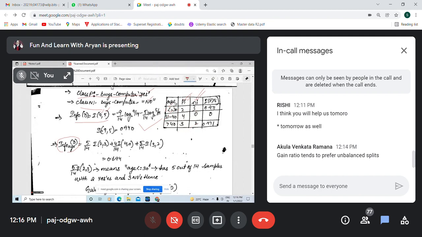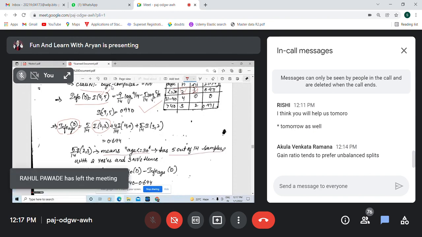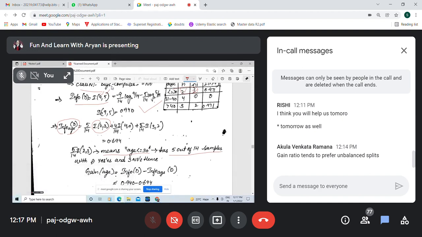For age less than 30, how many total classes you have? 2 plus 3, 5. 5 by the total number of values, how many you have? 14. Into I of 2, 3. That means information of positive and negative. So how do you read this? You read 5 by 14 I of 2, 3 as: age less than or equal to 30 has 5 out of 14 samples, with 2 yes and 3 no's.